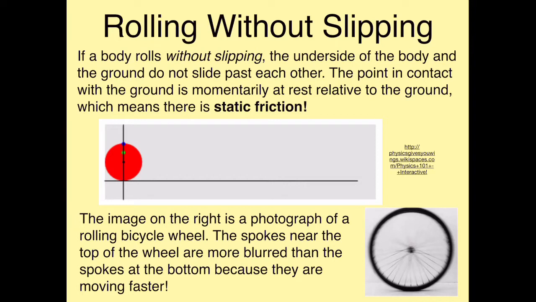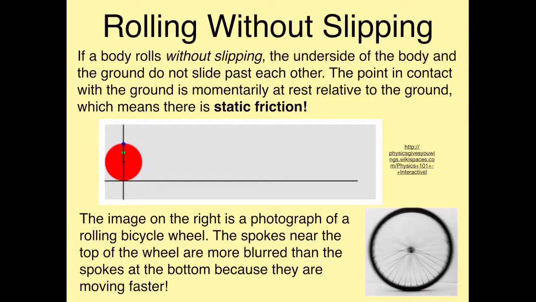If an object is rolling without slipping, what we mean by without slipping is that the underside of the body and the ground do not slide past each other. In other words, there's some point on the rolling body that's in contact with the ground at any time, and that point is at rest relative to the ground. It's not sliding across the floor.